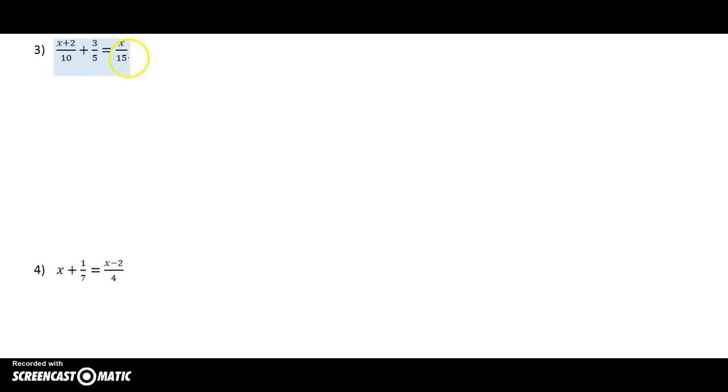So again, for question 3, I'm going to use that first method. Our first method was to set this equation equal to 0. So again, just a method, set equal to 0. There are other methods. These are the two methods that many people found to be the most helpful and the most efficient. So I'm going to subtract x over 15 from both sides so that it equals 0.